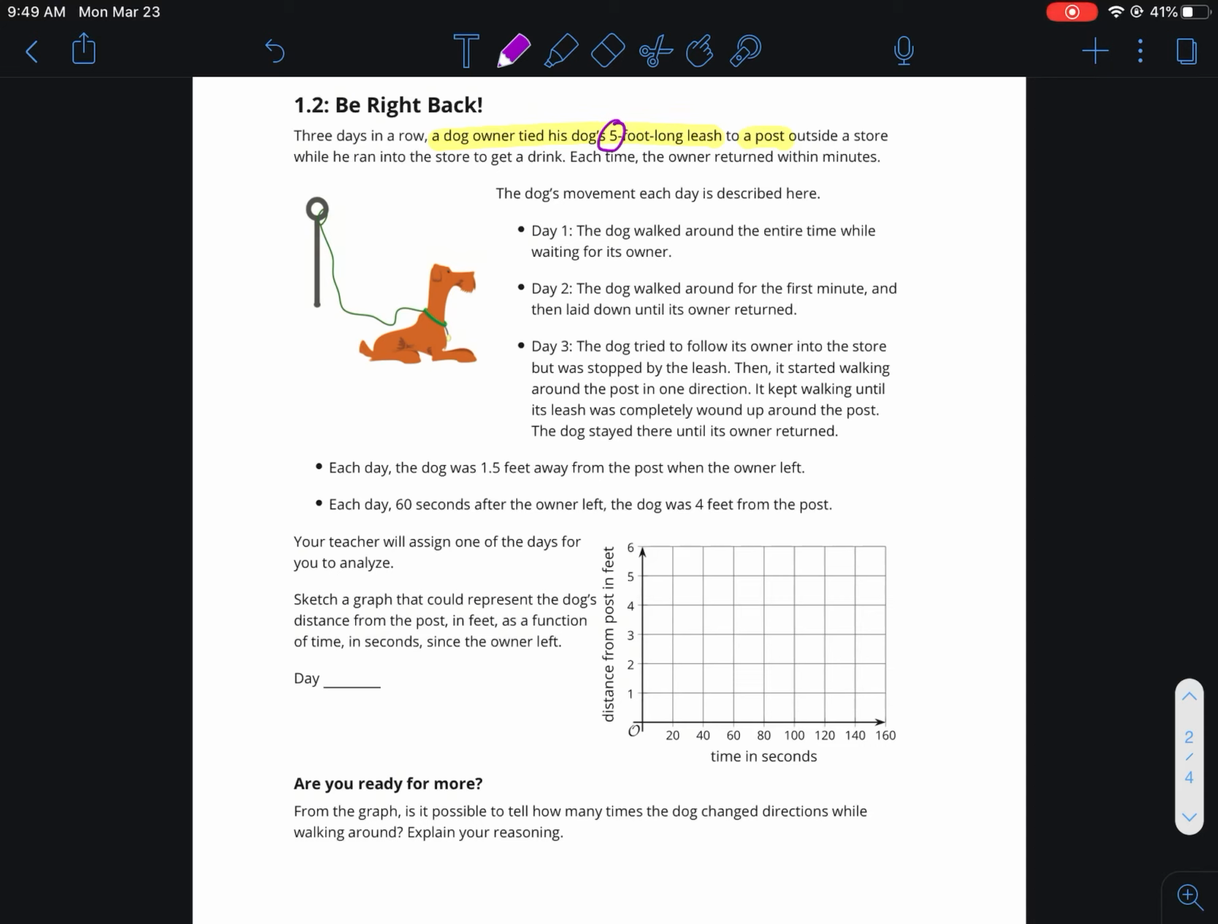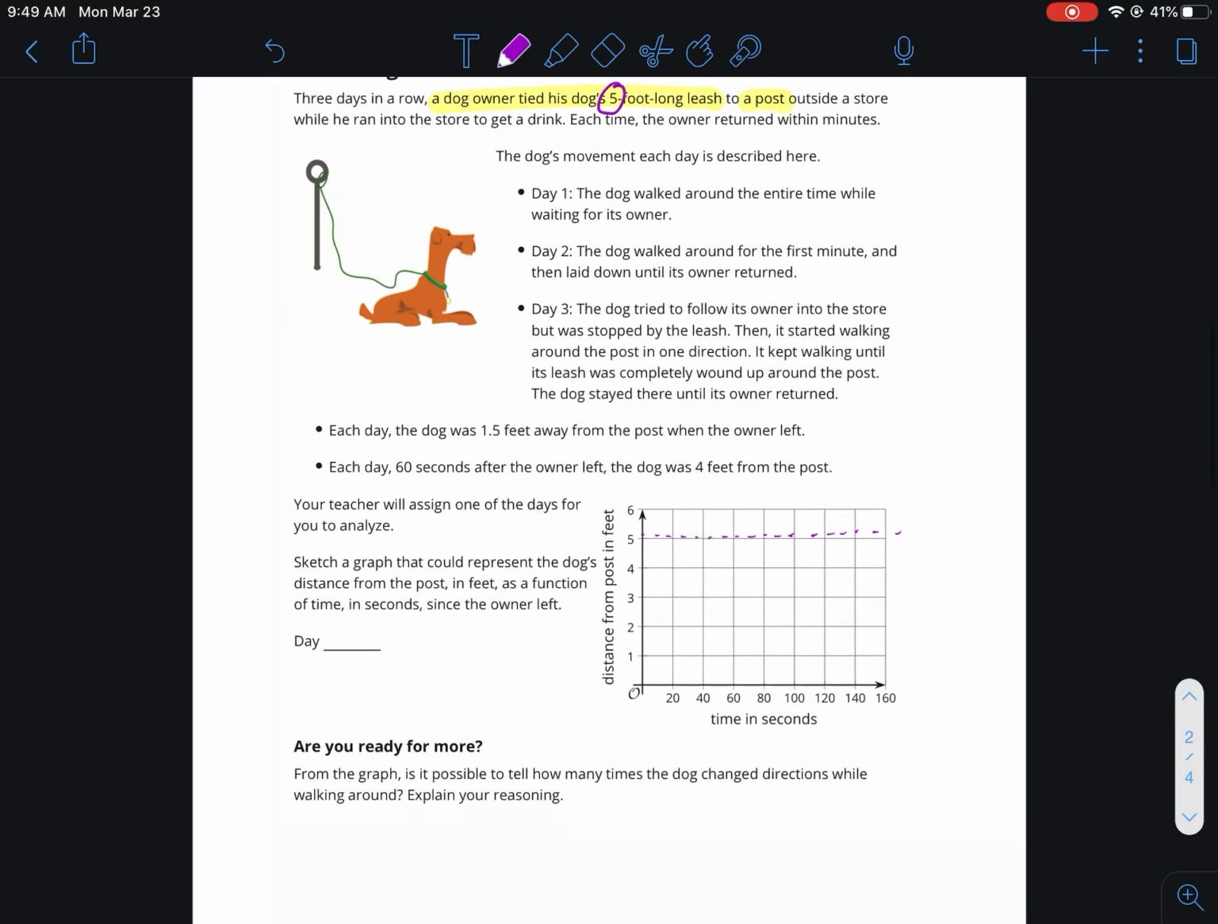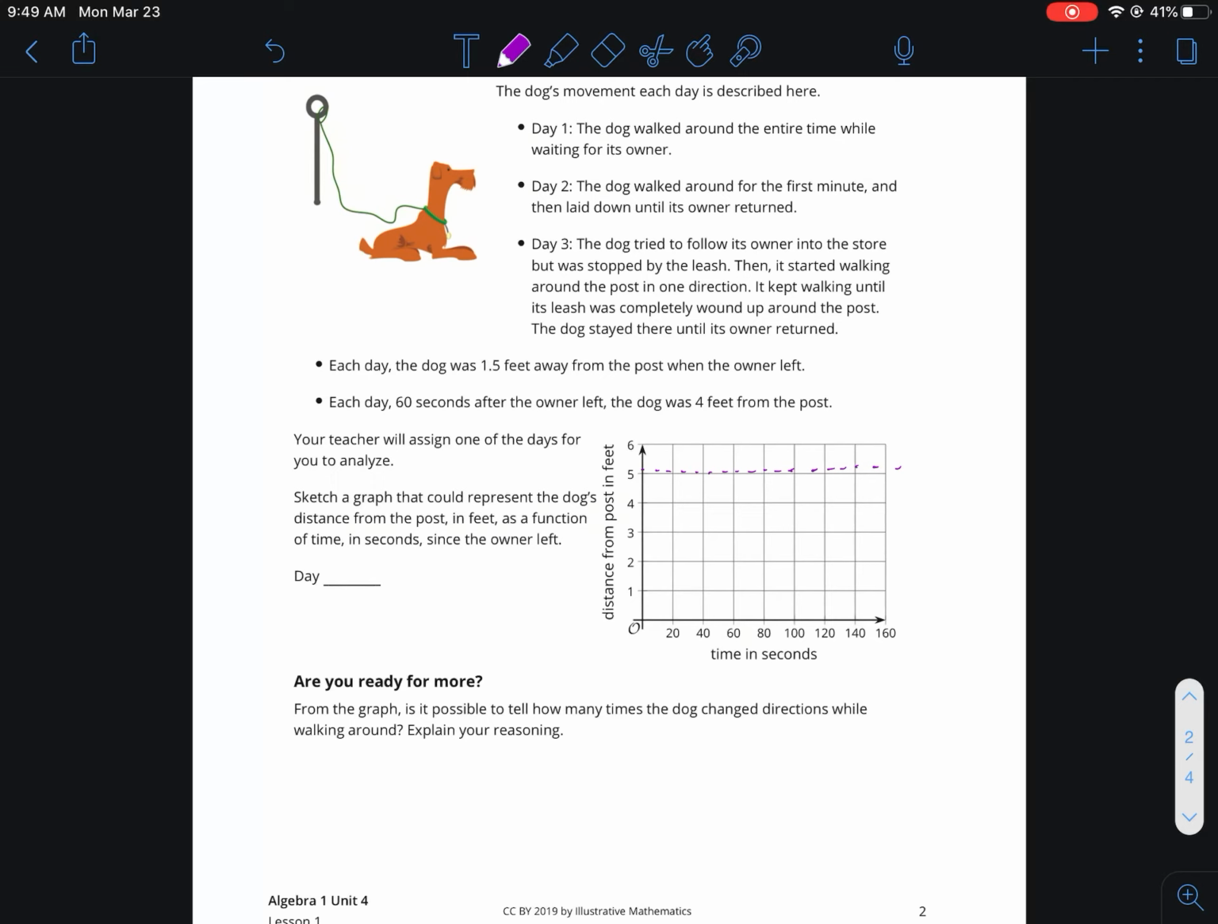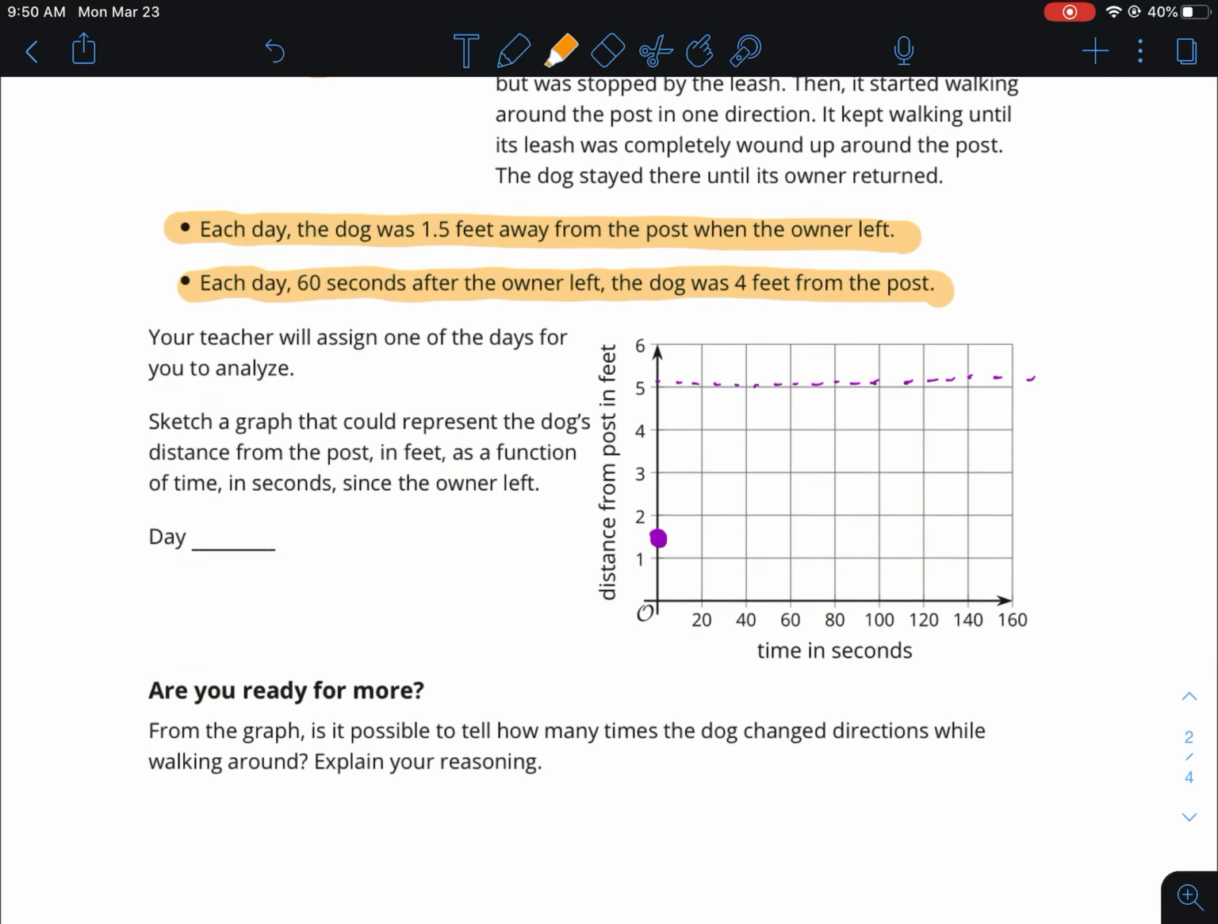So when I'm gonna go to my graph later, I'm actually never gonna go above the 5 feet away from the post because that's the leash, okay? So we also know 2 things that are gonna happen in each of our graphs. For each day, the dog was 1.5 feet away from the post when the owner left. So right here, okay? And also each day, 60 seconds after the owner left, the dog was 4 feet from the post, okay? So 60 seconds, he's 4 feet away. So I'm gonna keep those points in for both of these.